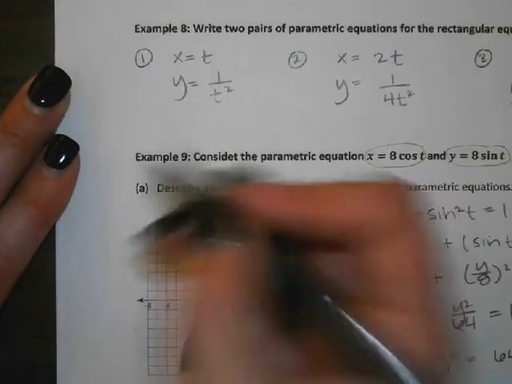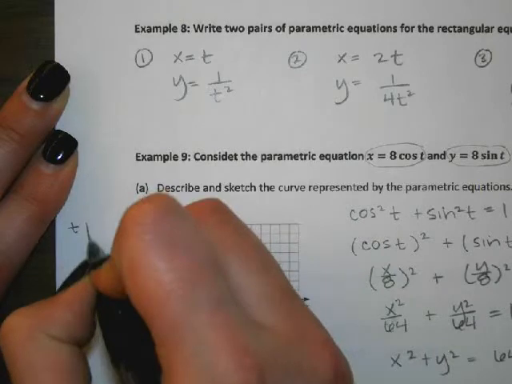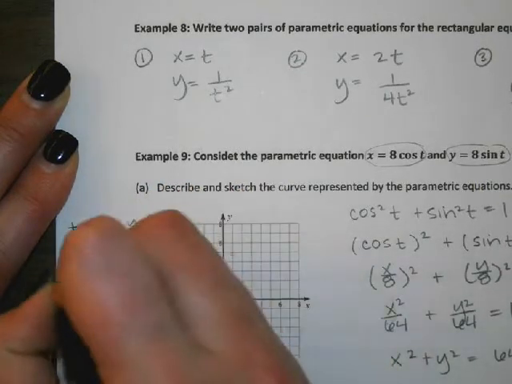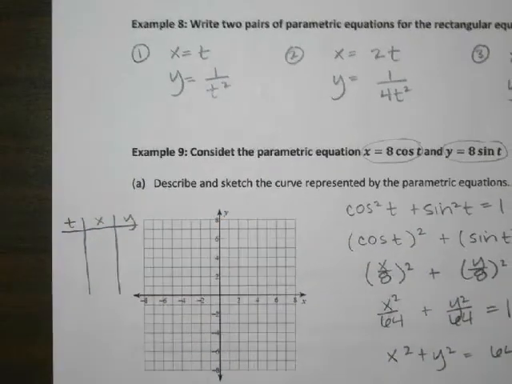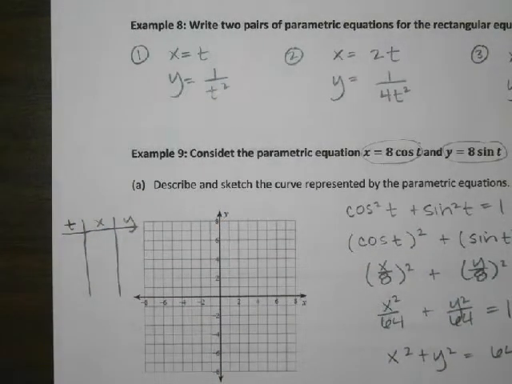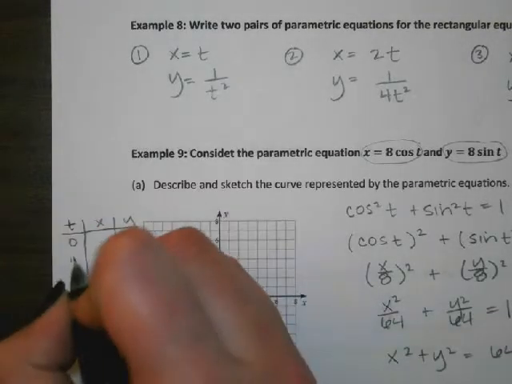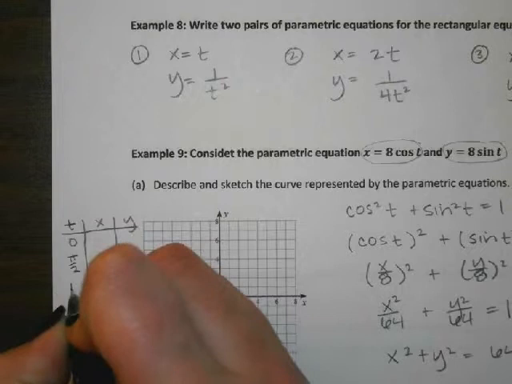So I'm going to think of my t values and what my resulting x values and what my resulting y values are. So my t values are going to be something that I'm doing cos of or sine of. So I'm picturing the unit circle. What are easy numbers to plug in for cos and sine that would be easy to graph? 0, pi, pi halves, 3 pi halves. So I'm going to say let's start with 0 and then let's try pi halves and pi.